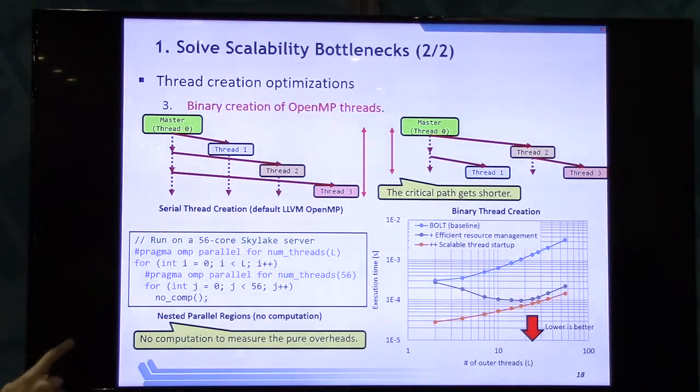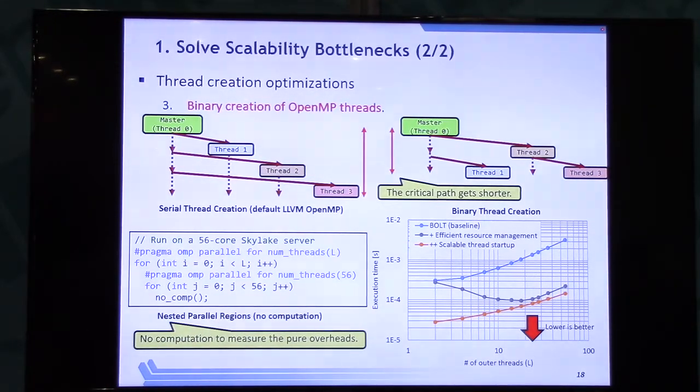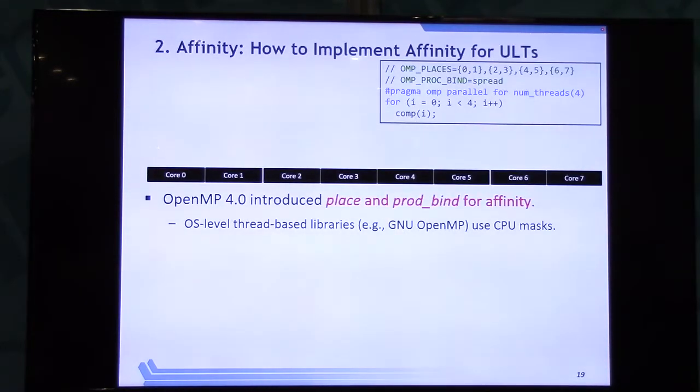This is a nested parallel region benchmark that has no computation. Efficient resource management significantly reduces overheads when many ULTs are created, while binary thread creation shortens the critical path when the parallelism is very limited. Okay, the previous optimizations fix artifacts of the LLVM OpenMP runtime system.